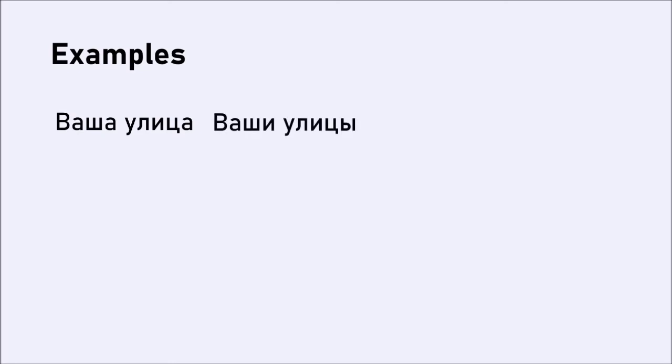Let's now try and include the possessive pronouns. So how in Russian would you say your street? And your as in formal you. Yes, ваша улица. Ваша улица. What about your streets? So many streets. Ваши улицы. Yes, ваши улицы. What about your pharmacy? Твоя аптека. And then твои аптеки.